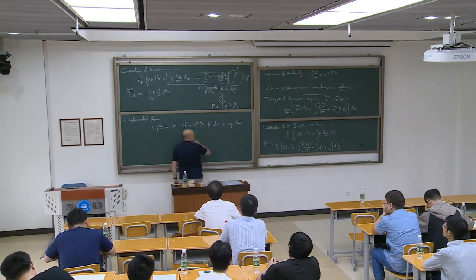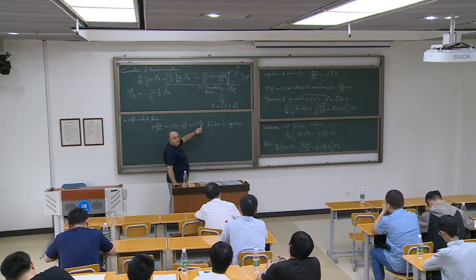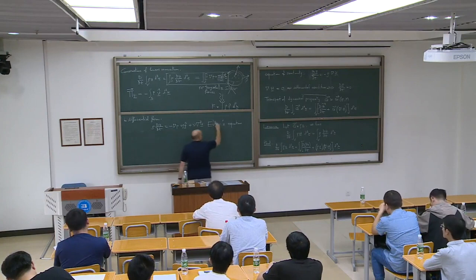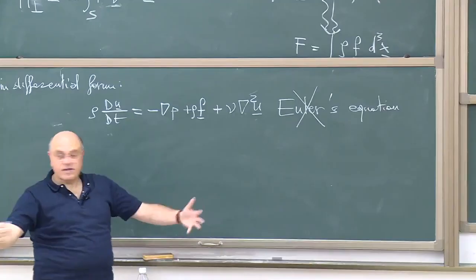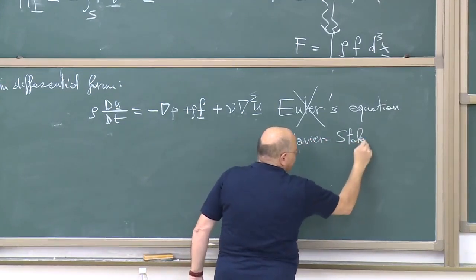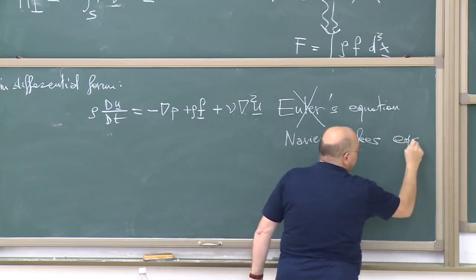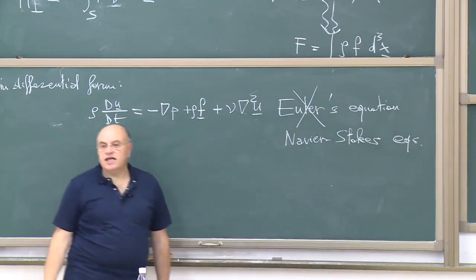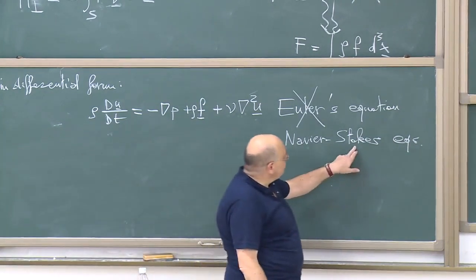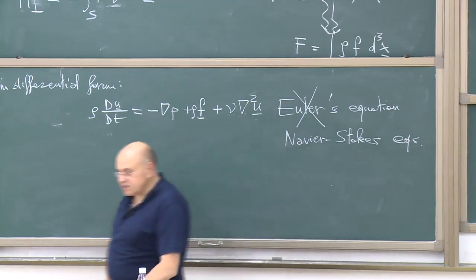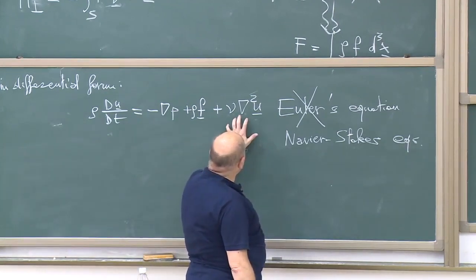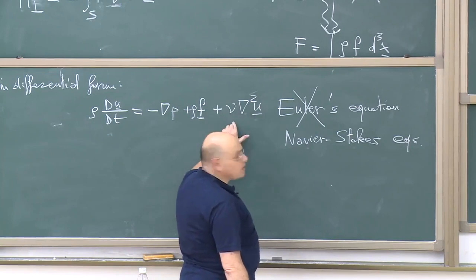And then there is an operator that includes two derivatives of the velocity. So these are no longer Euler, they are more general, and are the Navier-Stokes equations. Navier was a French engineer who worked on elasticity. And Stokes, of course, was a great applied mathematician. They derived these equations, and of course it was a big trouble to derive this term.